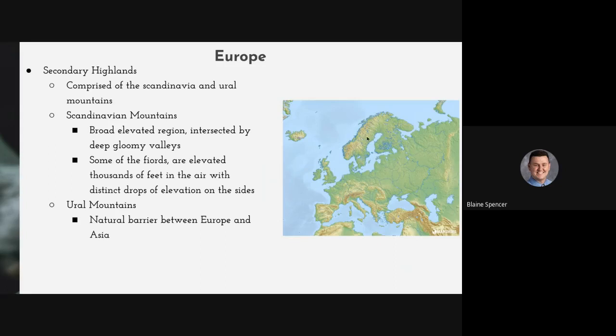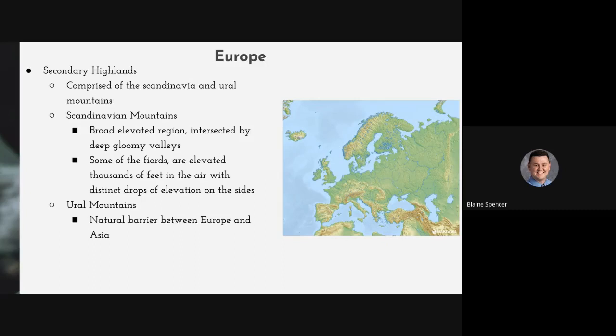Some of the fjords are elevated thousands of feet in the air with distinct drops of elevation on the sides. Okay, these mountains up in Scandinavia are going to be called fjords. These elevations are going to be called fjords, and they're almost going to be, in a sense, similar to plateaus where they will distinctly just drop off to the side and have an extremely deep valley.